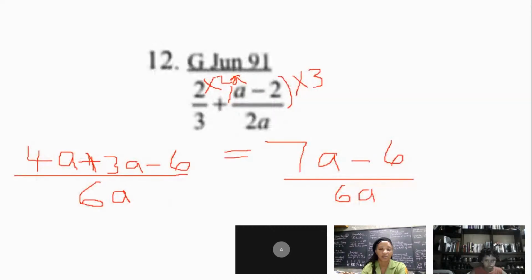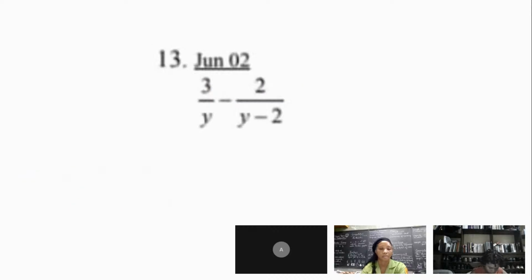Number 13. You can say 1 over y minus 2 over y minus 2. Okay? Miss, I don't really know how to do it. Miss, can you please give me a hint?